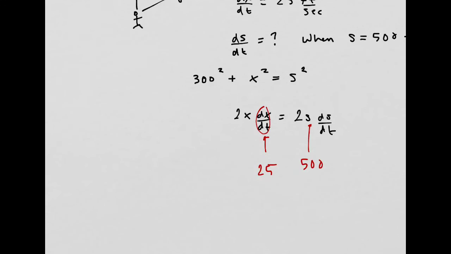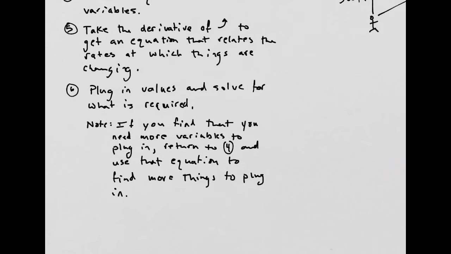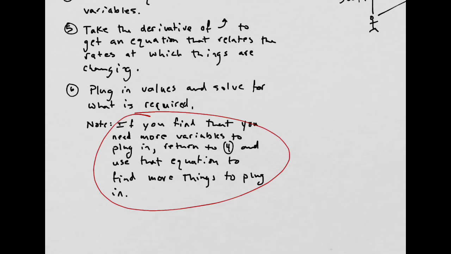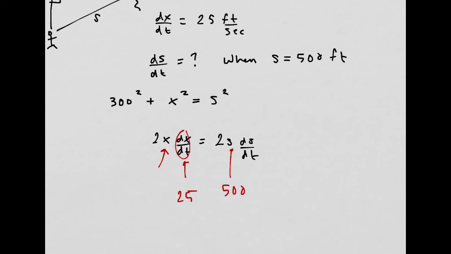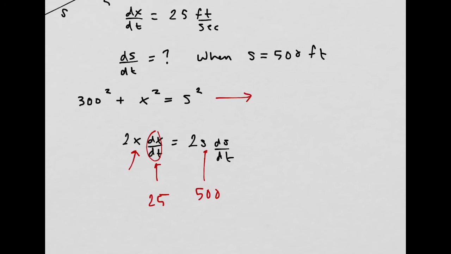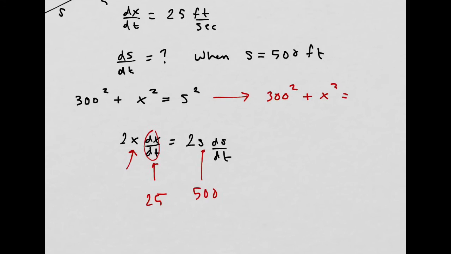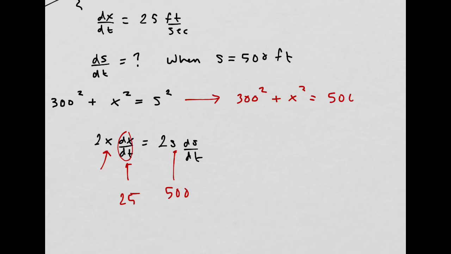But I need x. I don't know what x is. And this is the part I was talking about. If you find that you need more variables to plug in, return to the equation that you wrote in step 4. So that was this equation. All right, so let's use this. 300 squared plus x squared equals 500 squared. Right, now I can solve for x. I got the 500 because of that. So the instant when s is 500, that will give me an x at that instant.